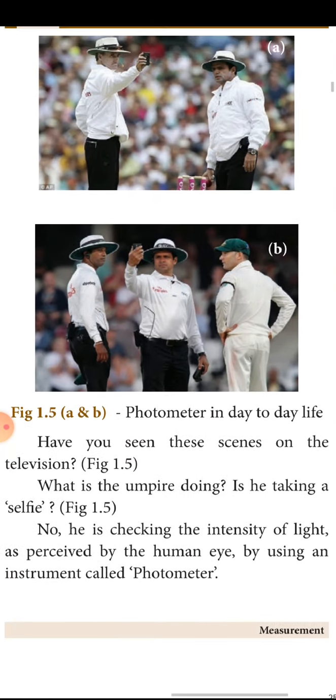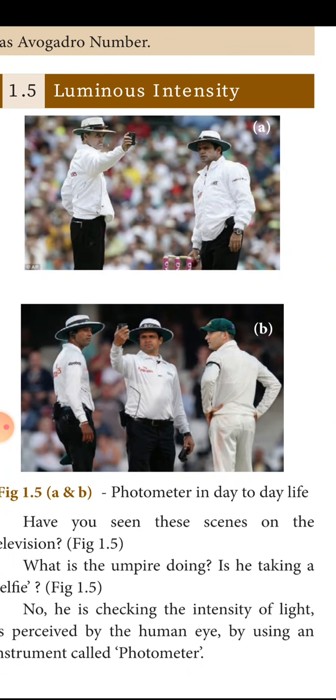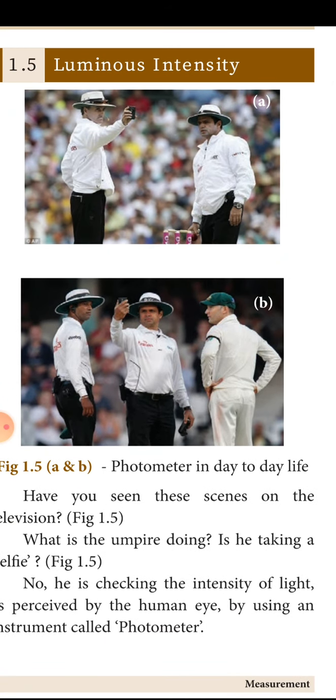Next we are going to study luminous intensity. What are luminous objects and non-luminous objects? We studied this in the previous classes. A natural luminous object is the sun. The sun emits light, so it is a luminous object. The object which emits light is called a luminous object. So luminous means it is something about light. Intensity means its capacity. Light capacity.